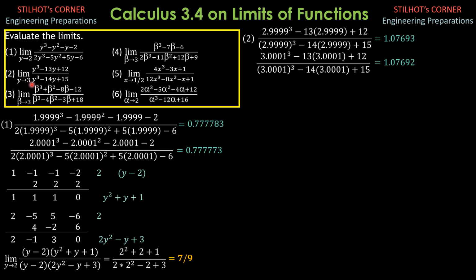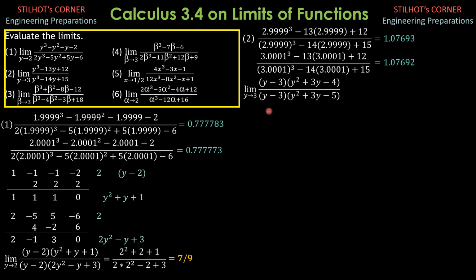For the exact value, we write this in factored form. I want you to verify that it is y minus 3 times quantity y squared plus 3y minus 4 in the numerator, and in the denominator y minus 3 times quantity y squared plus 3y minus 5. You factor that by this method, synthetic division.